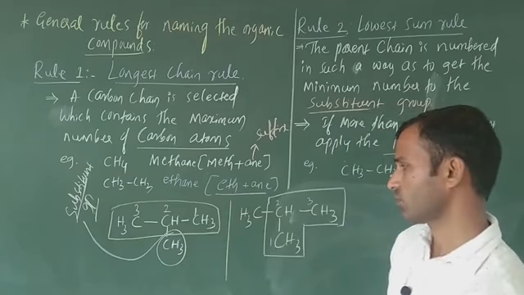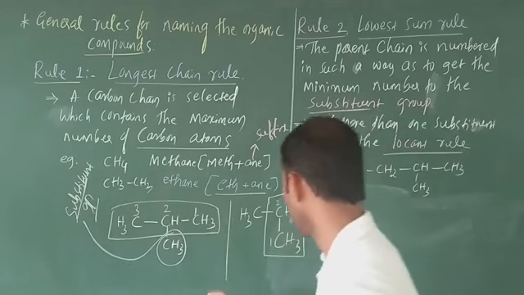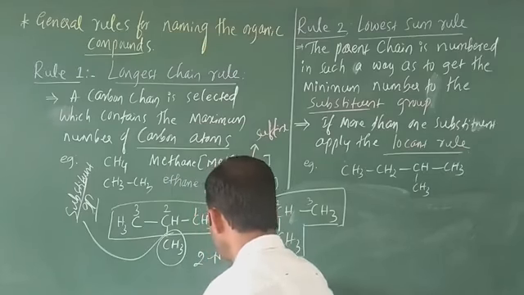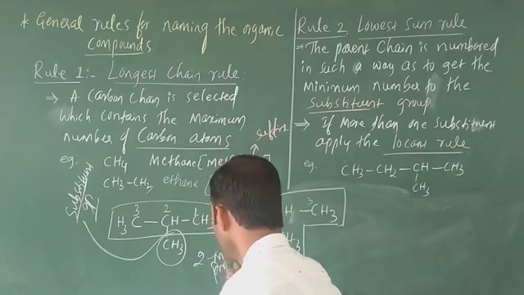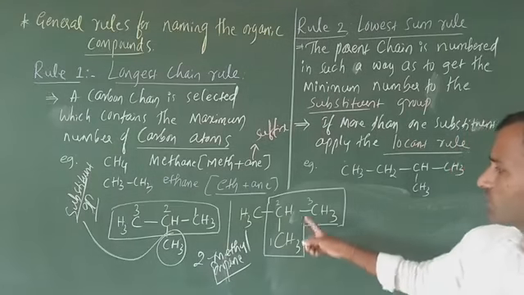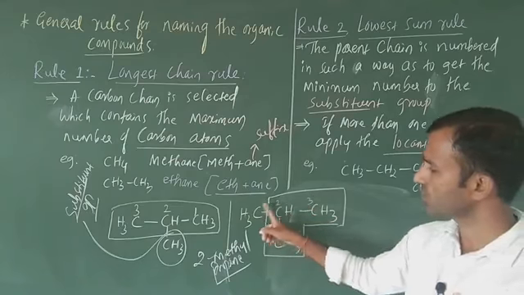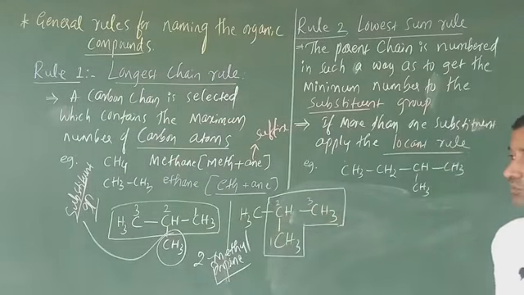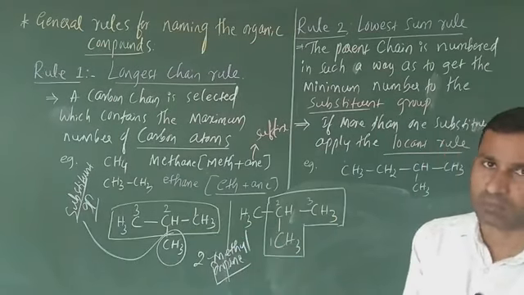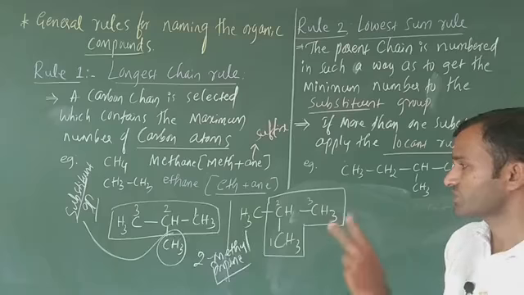2-methyl propane is the IUPAC nomenclature. I am going to write it here only. Okay, 2-methyl propane. Now tell me, what is the IUPAC nomenclature of this one? 1, 2, 3. This is also the same: 2-methyl propane only. In this case the number of carbon atoms is the same, so there is no problem. If the number of carbon atoms is different, at that time we are going to change the rule.